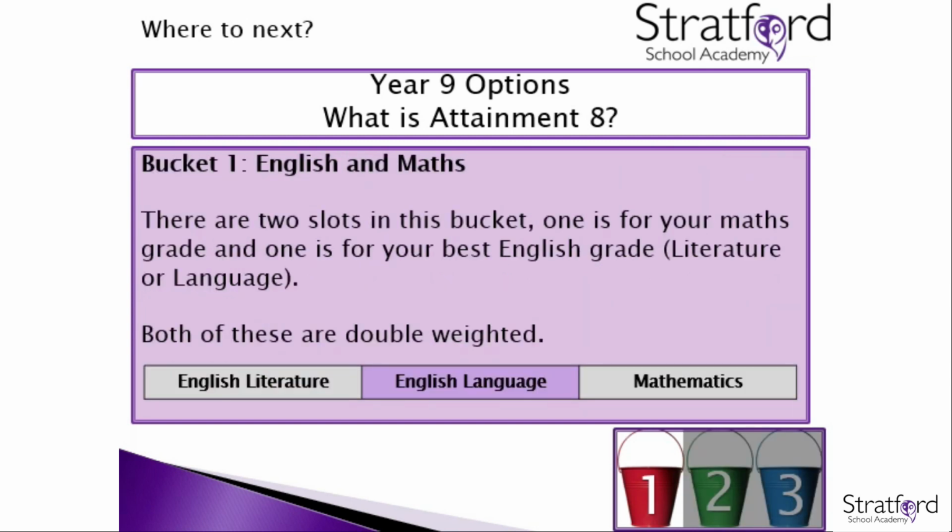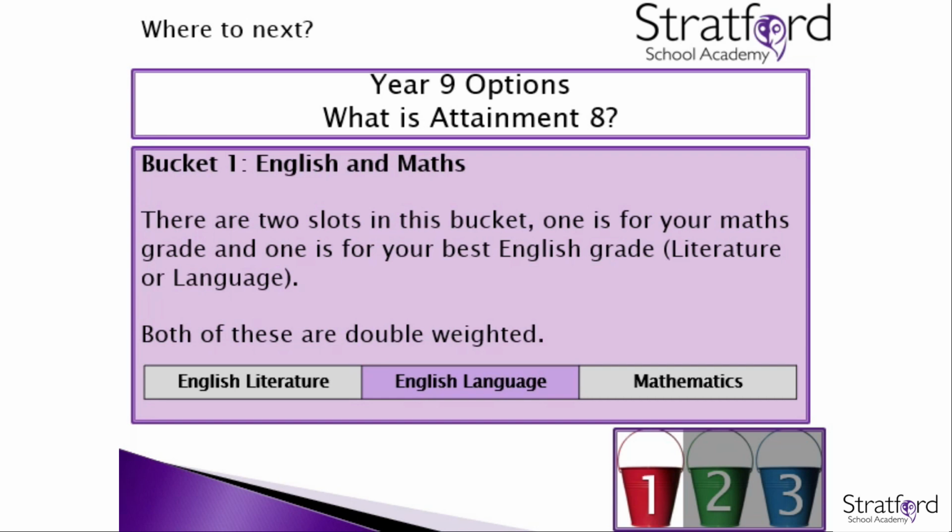Bucket 1 is the English and Maths bucket. All pupils will do 2 GCSEs in English, English Literature and English Language, and complete 1 GCSE in Maths. The Maths grade will go into Bucket 1, and then the best of either English Literature or English Language will also go into Bucket 1. Both of these subjects are double weighted.